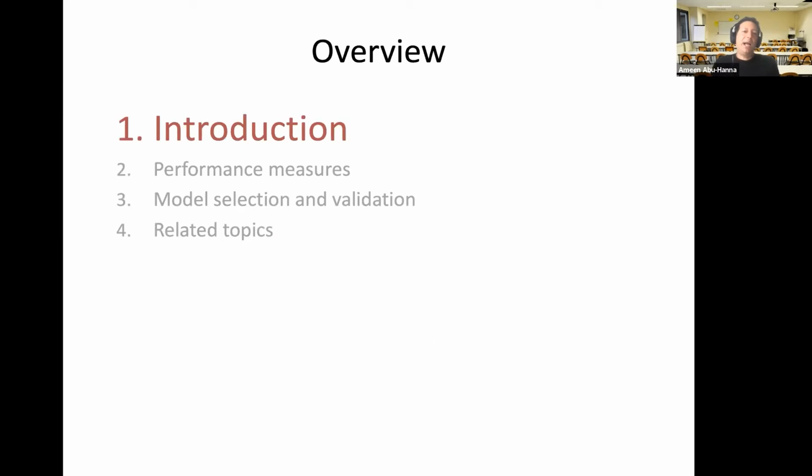So I'll give a general introduction. Then the 2 most important parts will be about performance measures, like how do we know if a model is good, how to measure the goodness of the model. And then we can see that we can use these performance measures for selecting the best model and for validating it. And I'll end with related topics, for example, more about causality, about other types of problems that we deal with, missing values, and the like.